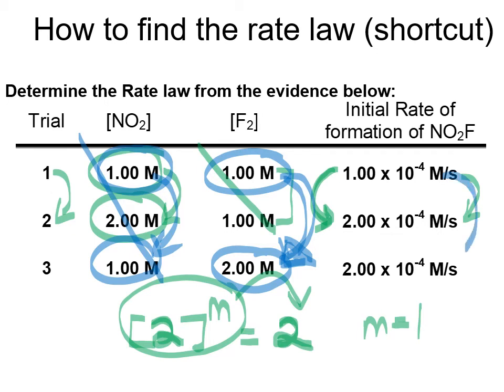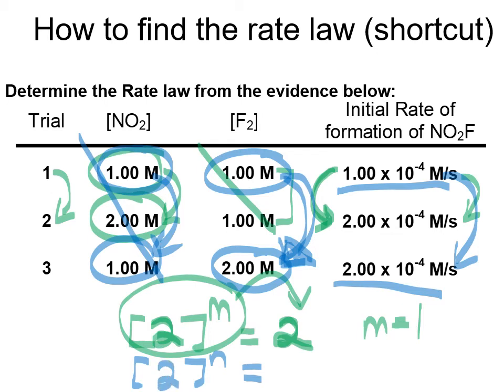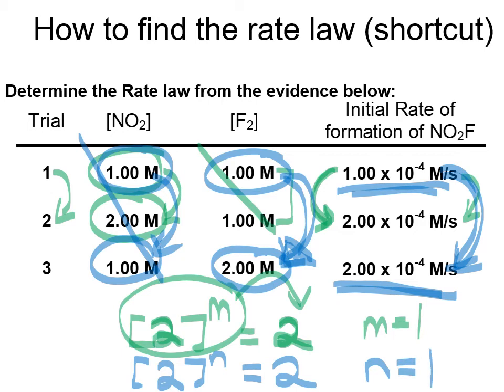So if we look at the rate between trial 1 and 3, it starts off at 1 times 10 to the negative 4 and goes to 2 times 10 to the negative 4. So the concentration of F2, its effect on the rate, we're going to describe with the exponent n, and we say, okay, if we double the concentration of F2, I'm putting a 2 in there for that. The effect on the rate, going from 1 times 10 to the negative 4 moles per liter per second to 2 times 10 to the negative 4 moles per liter per second, is also doubling. So doubling the concentration of F2 doubles the rate of the reaction. Therefore, it must also be a linear relationship. So n must also equal 1.